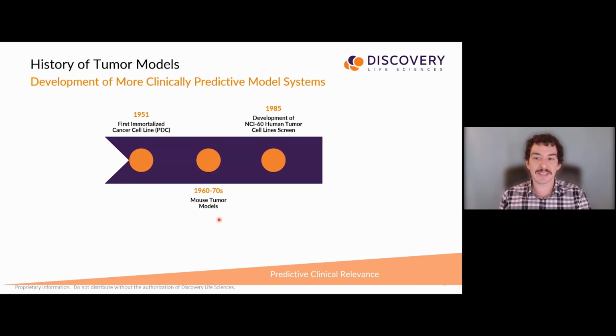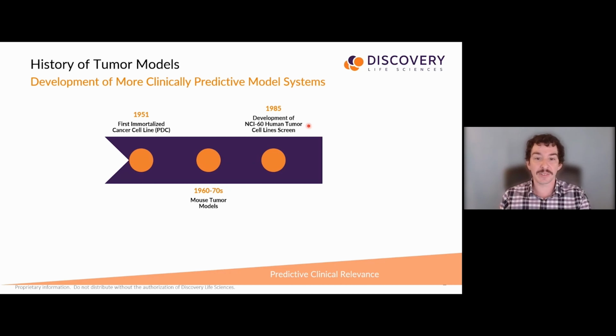By the 1960s and 70s, the focus shifted to mouse tumor models, giving us a glimpse of cancer in an actual living system. But still, mice aren't people. So while these models were a step forward, they didn't always predict what would happen in human patients.